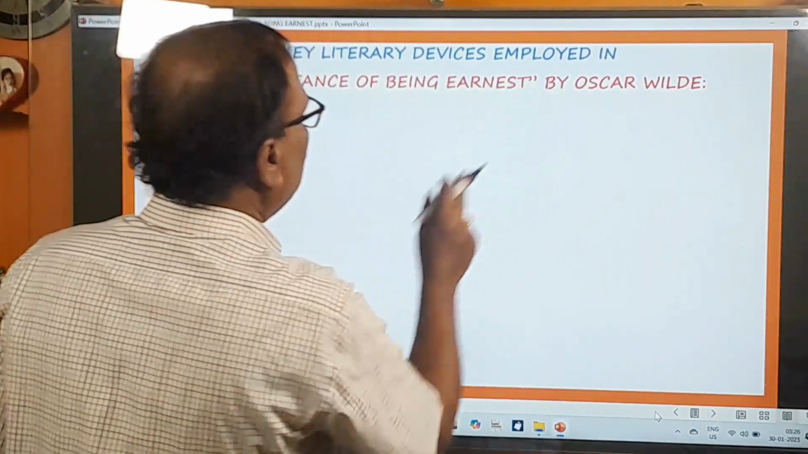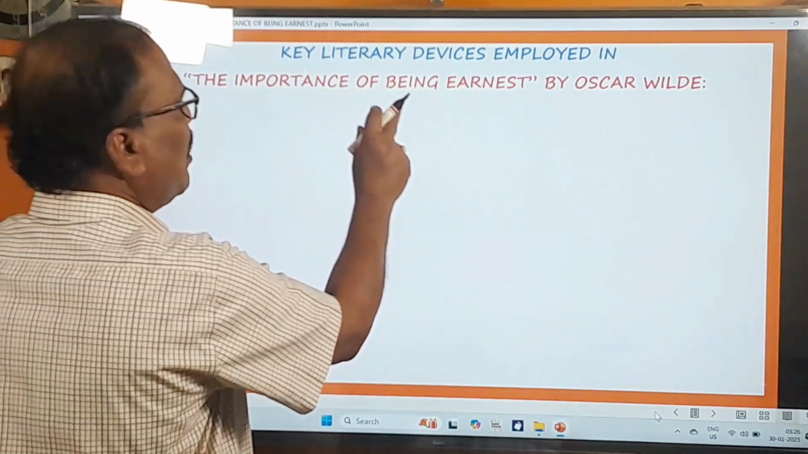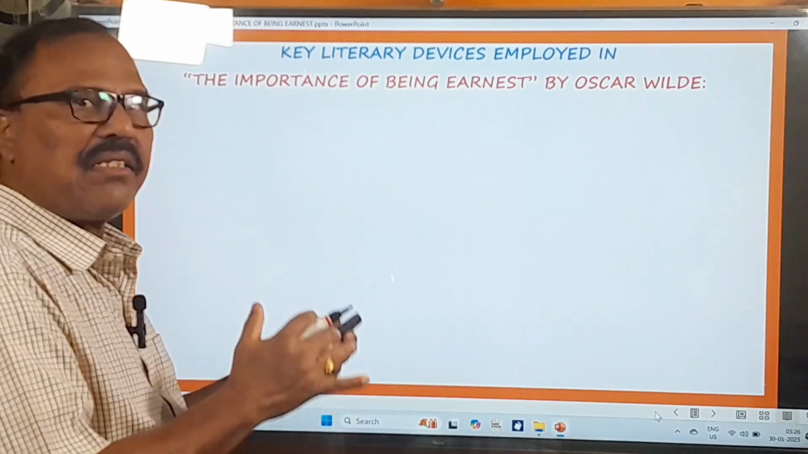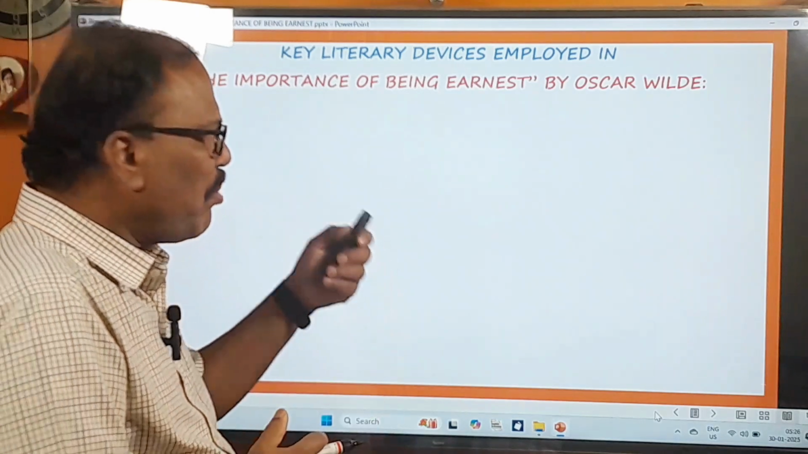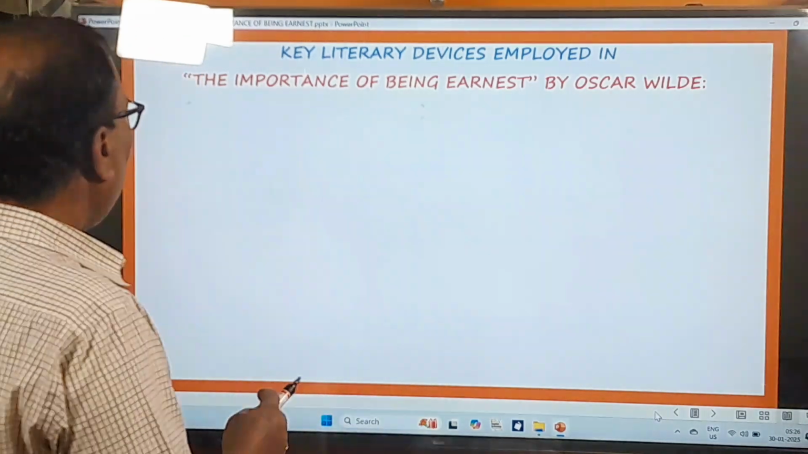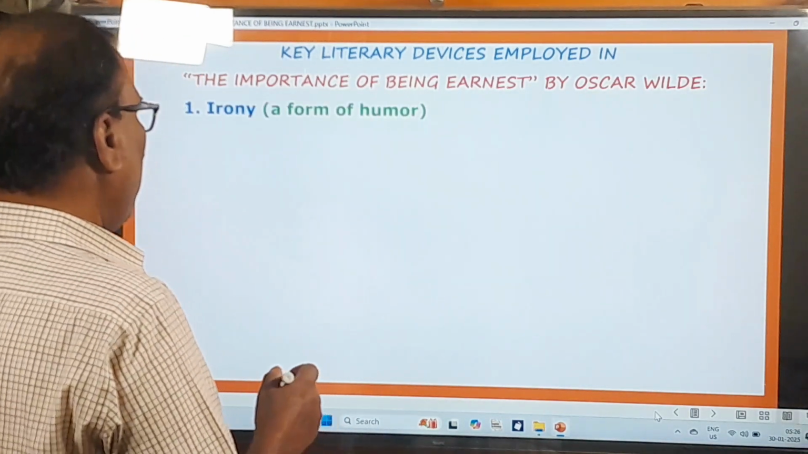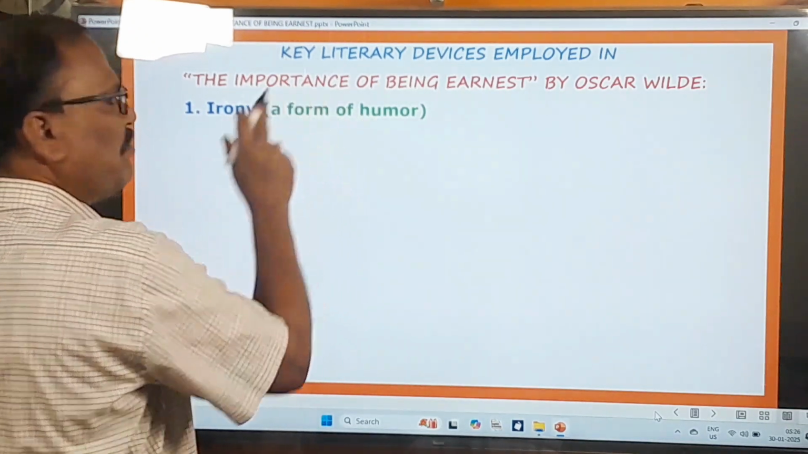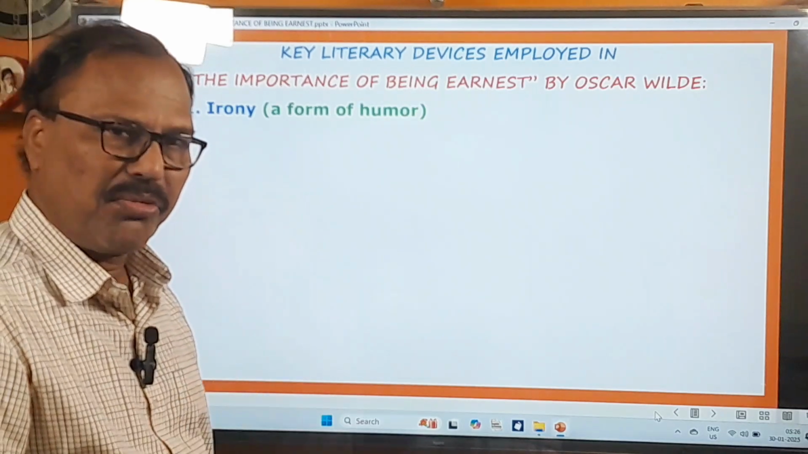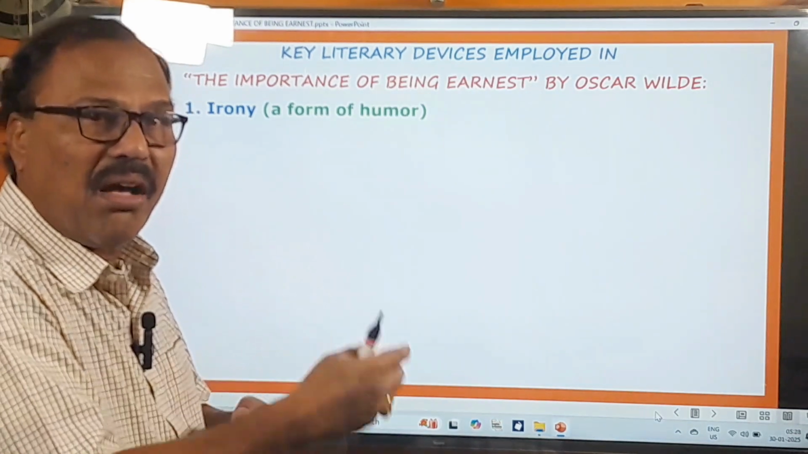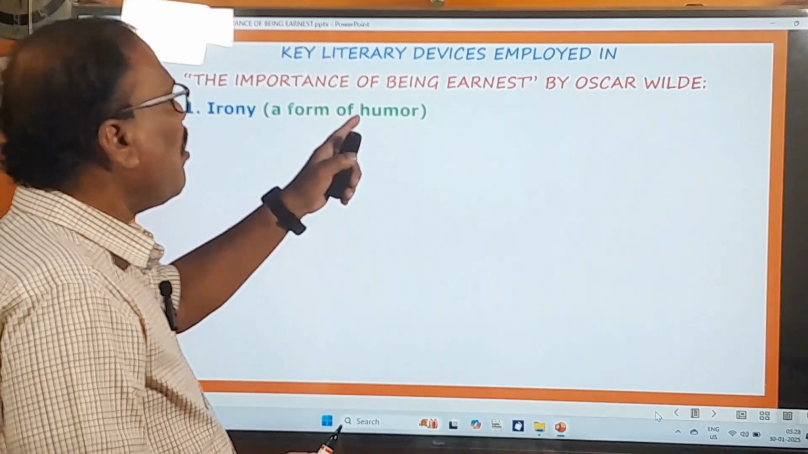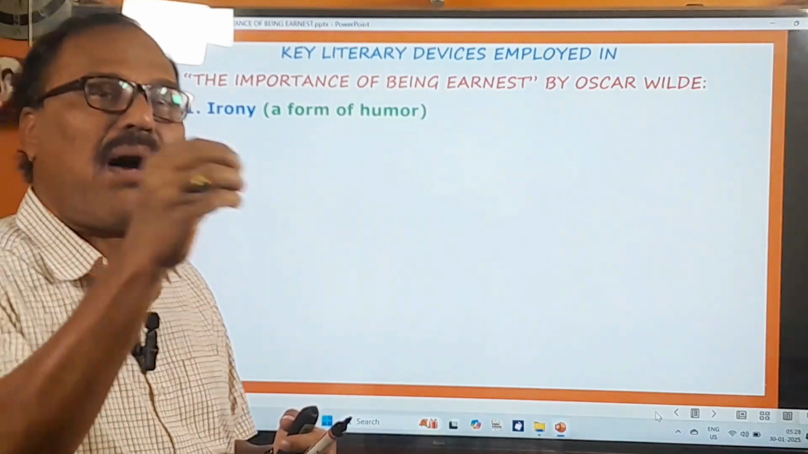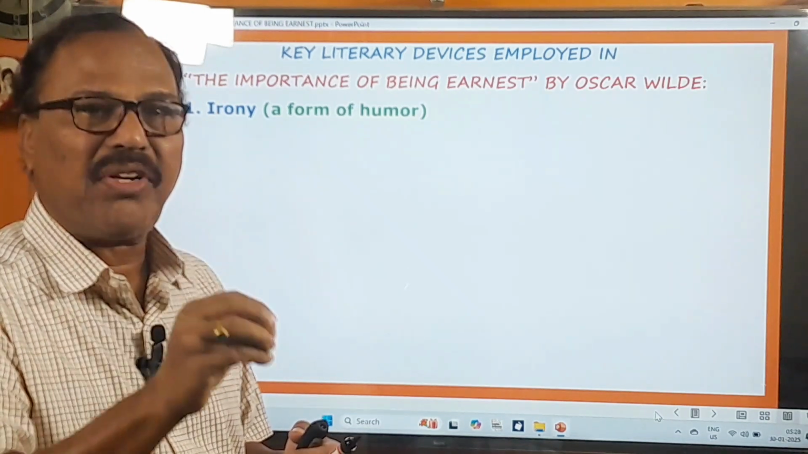Key literary devices employed in The Importance of Being Earnest by Oscar Wilde. So let us have a glance at the literary devices employed in this drama. First of all, let us look at the first key literary device, that is irony. Irony is nothing but a form of humor. In Telugu, we can say hasyamu. How can it generate hasyamu or humor? It's a form of humor in which words are used to express the opposite of what the words actually mean.